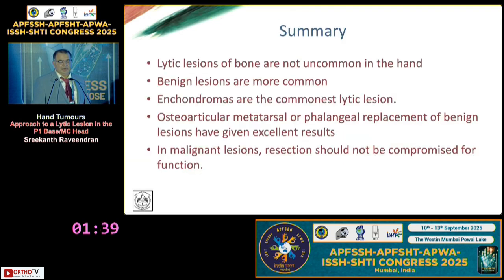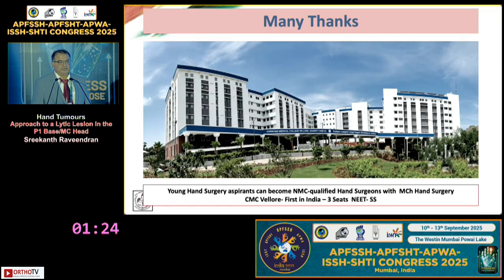In summary, lytic lesions of bone are not uncommon in the hand, and benign lesions are more common. Enchondromas are the commonest lytic lesion. Osteoarticular metatarsal or phalangeal replacement of benign lesions has given excellent results. In malignant lesions, resection should not be compromised for function.